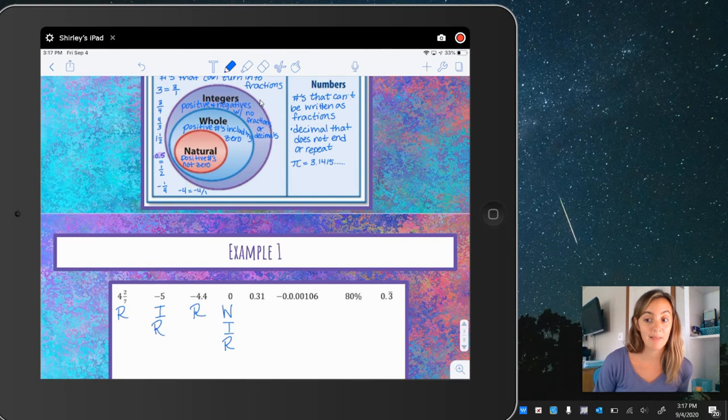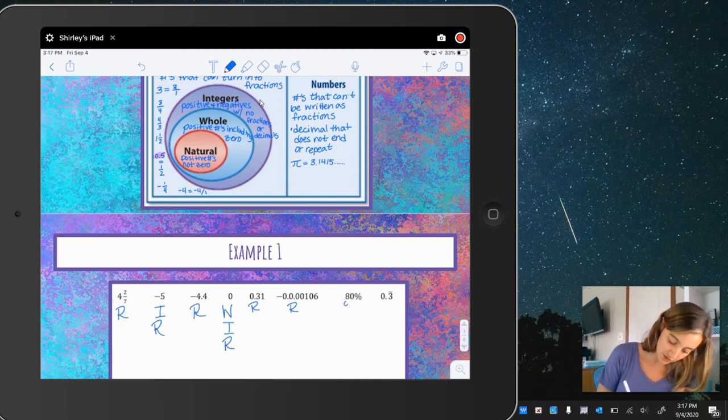0.31, that's just my decimal. It's a terminating decimal, it ends, so just a rational number. Same thing for the rest. This is just a rational number because it's another decimal. 80%, we didn't talk about anything being percents, but percents are always out of 100. So this is really just 80 out of 100. So that's just a fraction, right? It's 8/10. So that means it's my rational number.